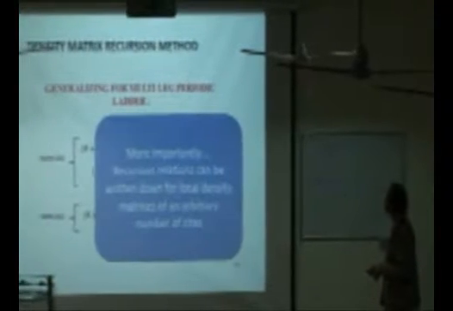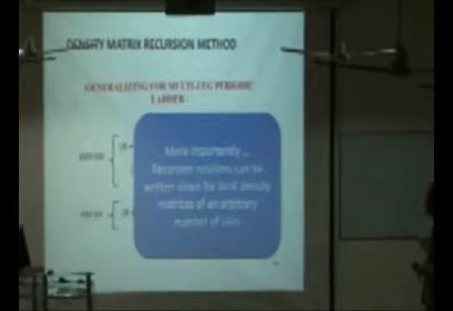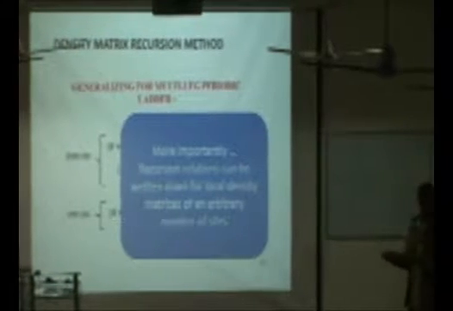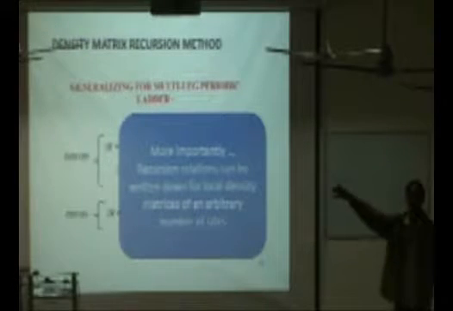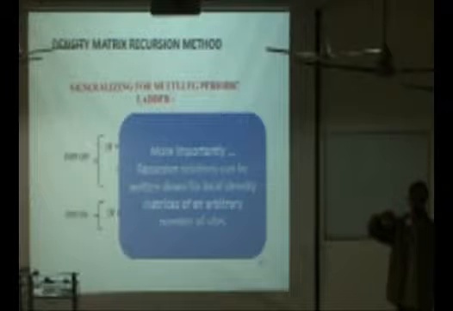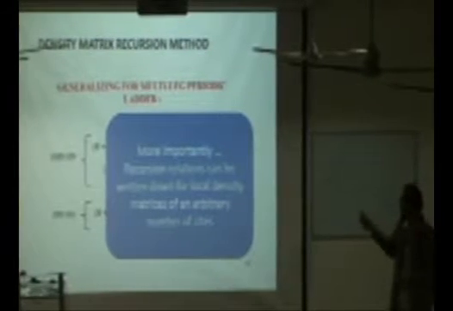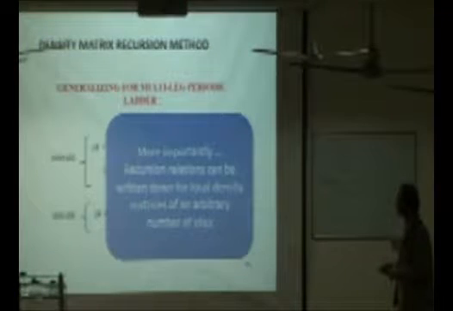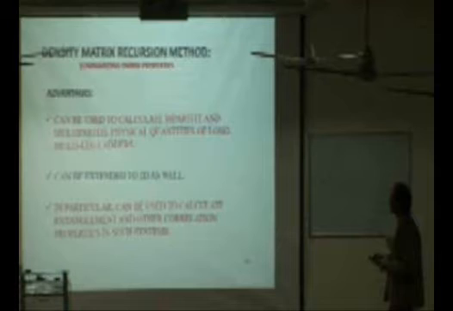And the same holds for odd-legged ladders, let's say 3 legs or 5 legs. Importantly, these recursion relations can be written down for the local density matrices of an arbitrary number of sites. So not only the whole state, but you can take local density matrices. Let's say if you have a 3-leg, 25-rung state, but you want two-site states, even that you can do by using this recursion relation. So it was again sort of an advertisement of what can be done.